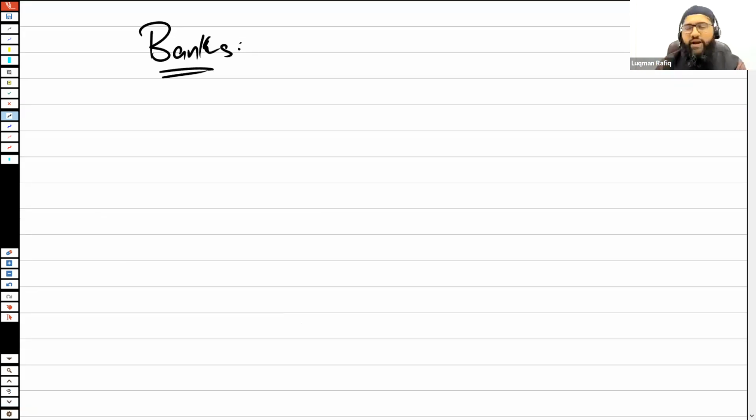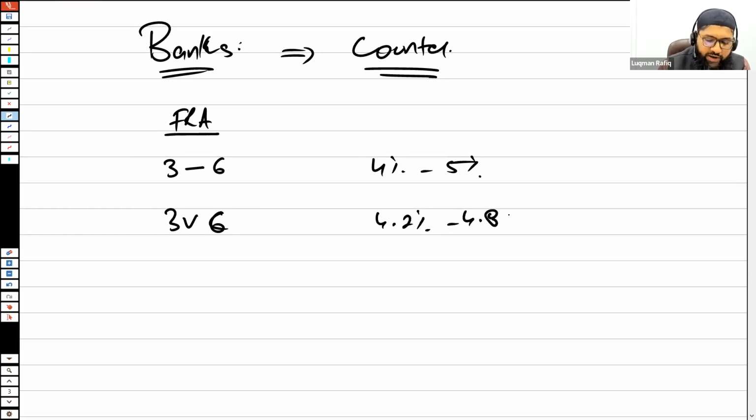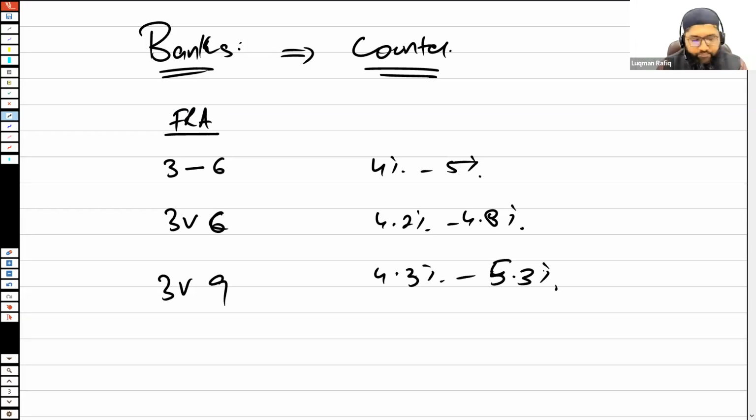That's what Barclays was trying to do. So usually the banks are the ones who offer you these FRAs. You go to the bank's counter, and the banks would be offering you FRAs like this. They might be saying 3-6, 4% to 5%, or they might be saying 3v6, 4.2% to 4.8%, or 3v9, let's say 4.3% to 5.3%, things like that. Now, what exactly do you mean by all this?